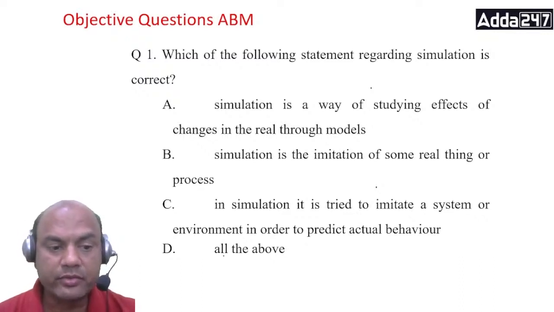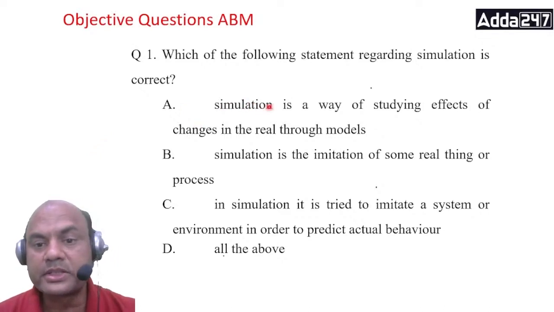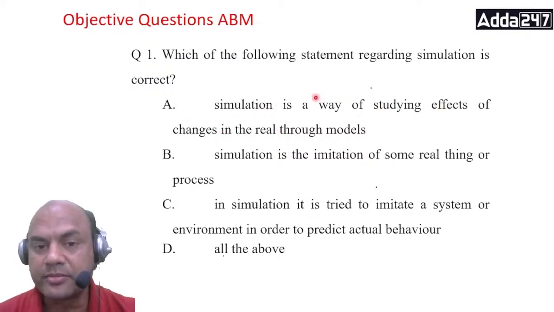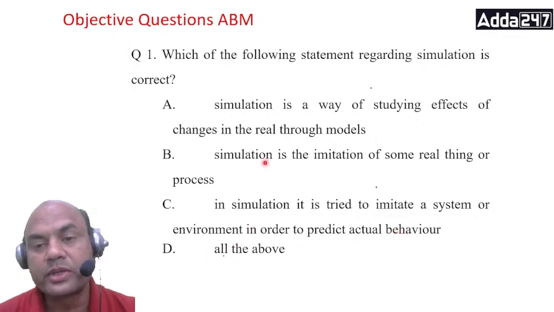Let's see. First one. A. Simulation is a way of studying effects of changes in the real world through models. So is simulation the same? B. Simulation is the imitation of some real thing or the process. C. In simulation, it is tried to imitate a system or environment in order to predict the actual behavior, and D. all of the above. Now, firstly, understand what is simulation.